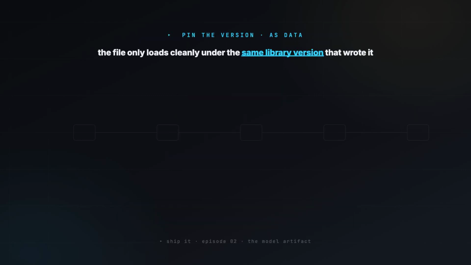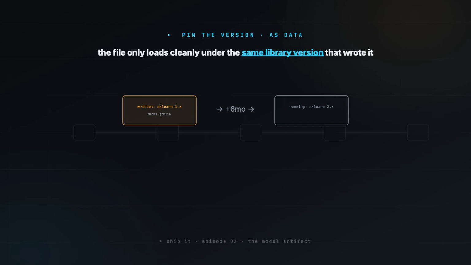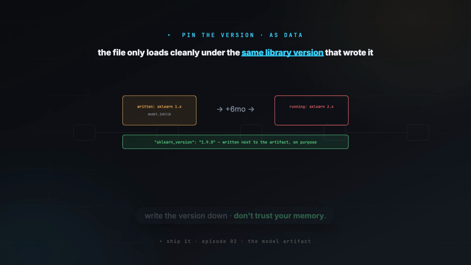Then there's the quiet killer, the library version. The serialized file is only guaranteed to load cleanly under the same major version of the library that wrote it. Upgrade scikit-learn 6 months from now, load an old file, and you may get a warning today and a hard failure later. So you write the version down next to the artifact on purpose as data.